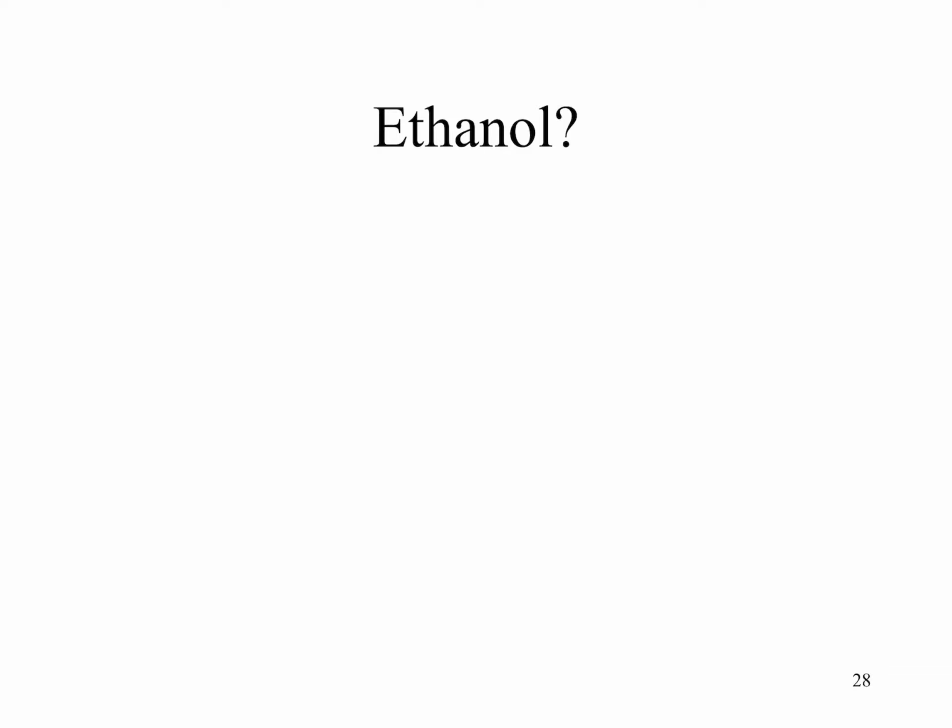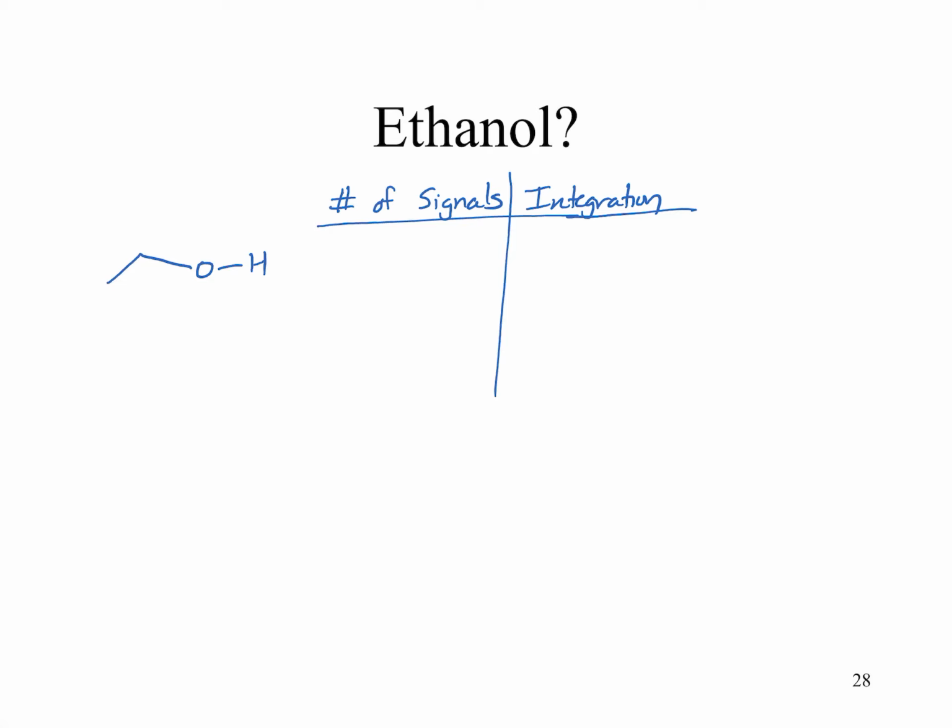All right, so if we think about ethanol then, right? So here's a molecule, ethanol. And let's say we make a little table here. We say, okay, number of signals, and then we also go with integration, right? How many hydrogens is each of those signals worth? Well, hopefully we'll realize that there are 3 signals in ethanol, right? And we can see that here if I draw these out.